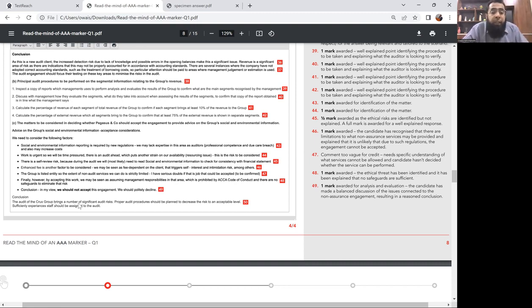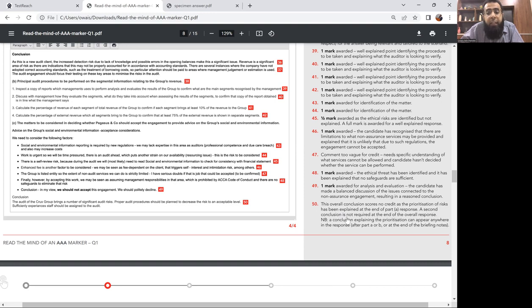The group brings a number of significant audit risks. Proper audit procedures should be planned to decrease the risk to an acceptable level. Sufficient and sufficiently experienced staff should be assigned to the audit. See, the overall conclusion is not mandatory. The conclusion was only required for explaining the prioritization of risk. I have explained this earlier in today's class, so read this comment. This overall conclusion scores no credit as the prioritization of risk has been explained at the end of part A.